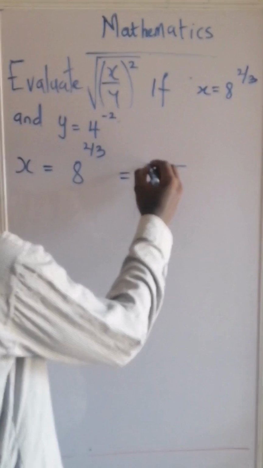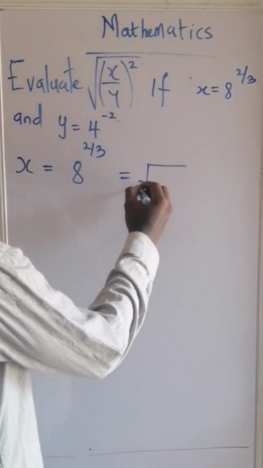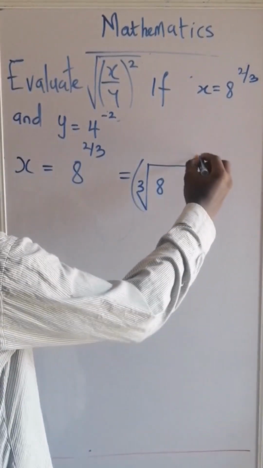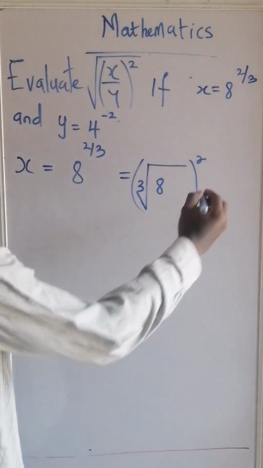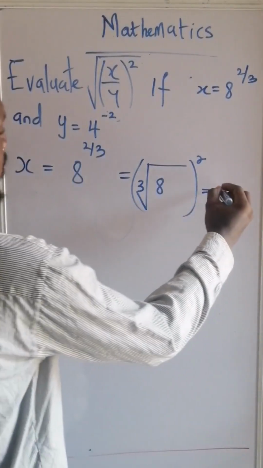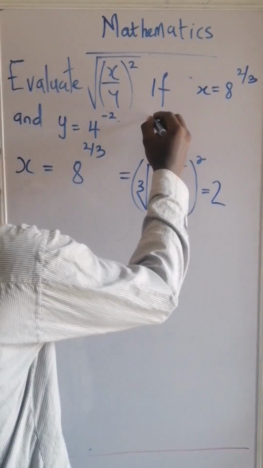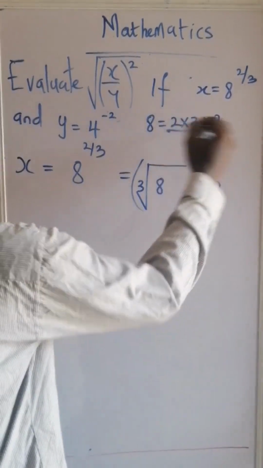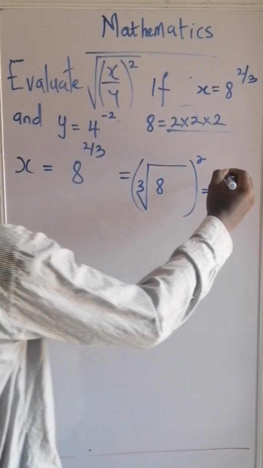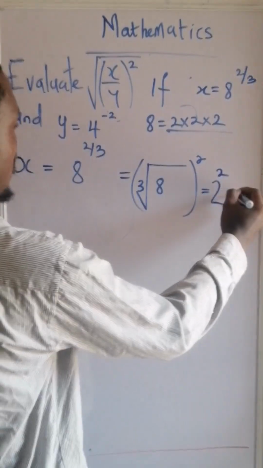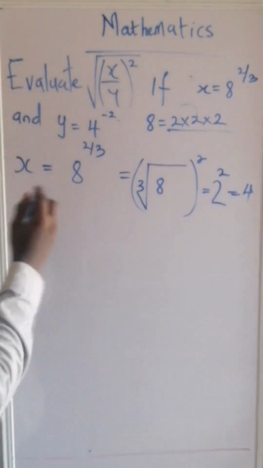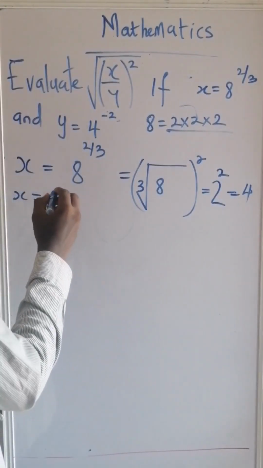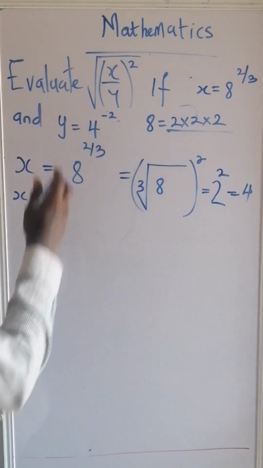This can be expressed as the cube root of 8, I'm applying the law of indices now, raised to power of 2. And what's the cube root of 8? That will be 2, because 8 is 2 times 2 times 2, so 2 times 2 is 4, times 2. That will be 2 raised to power 2, so 4. So after applying our law of indices, our x is 4.